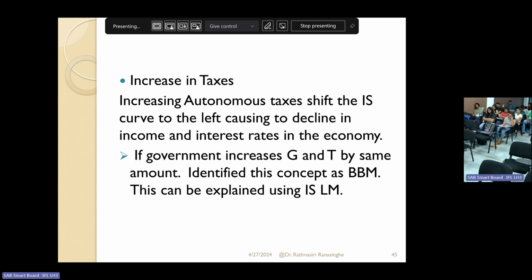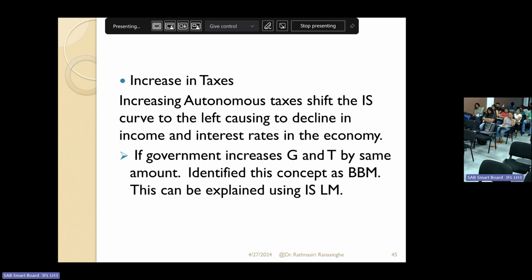Due to the rise in the taxes, income reduced from Y2 to Y3. Income increased from Y0 to Y2 due to increasing expenditure, and due to the increase in taxes income decreases from Y2 to Y3. That is given by delta T times the tax multiplier, minus b over 1 minus b.